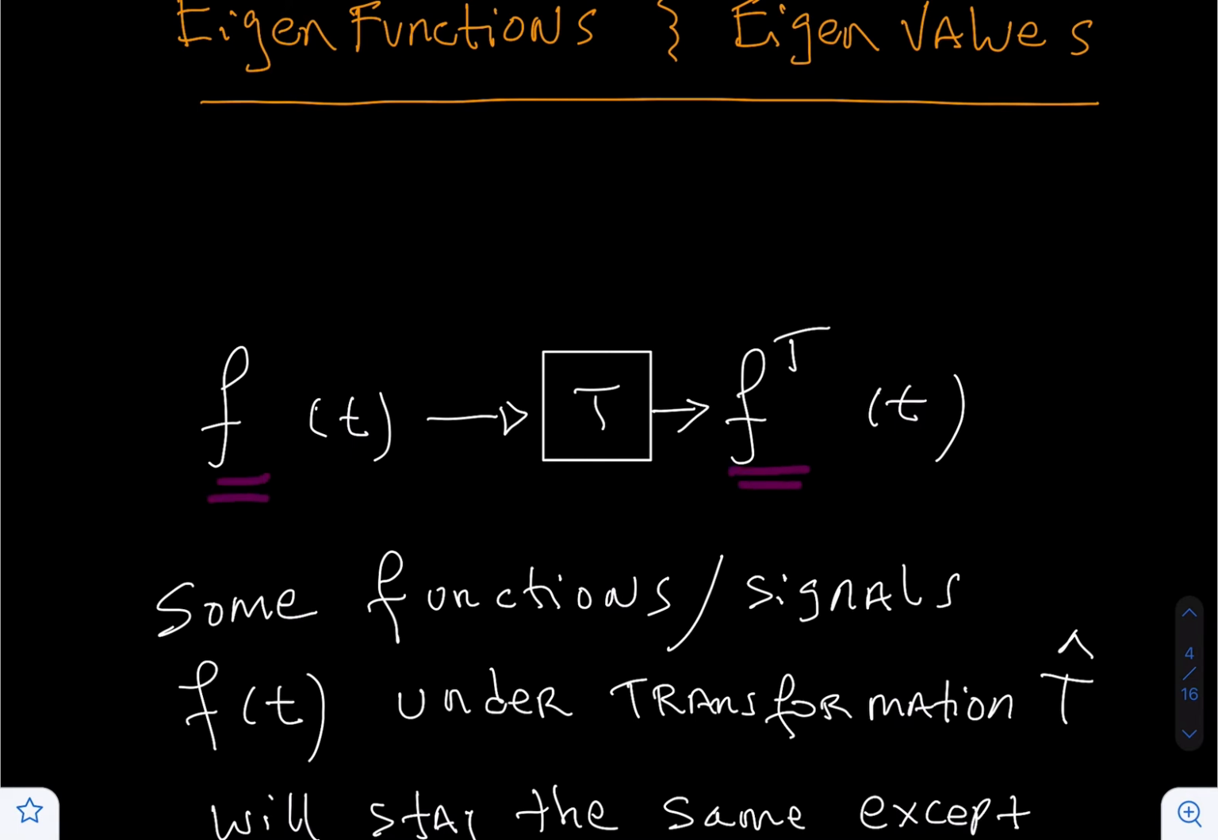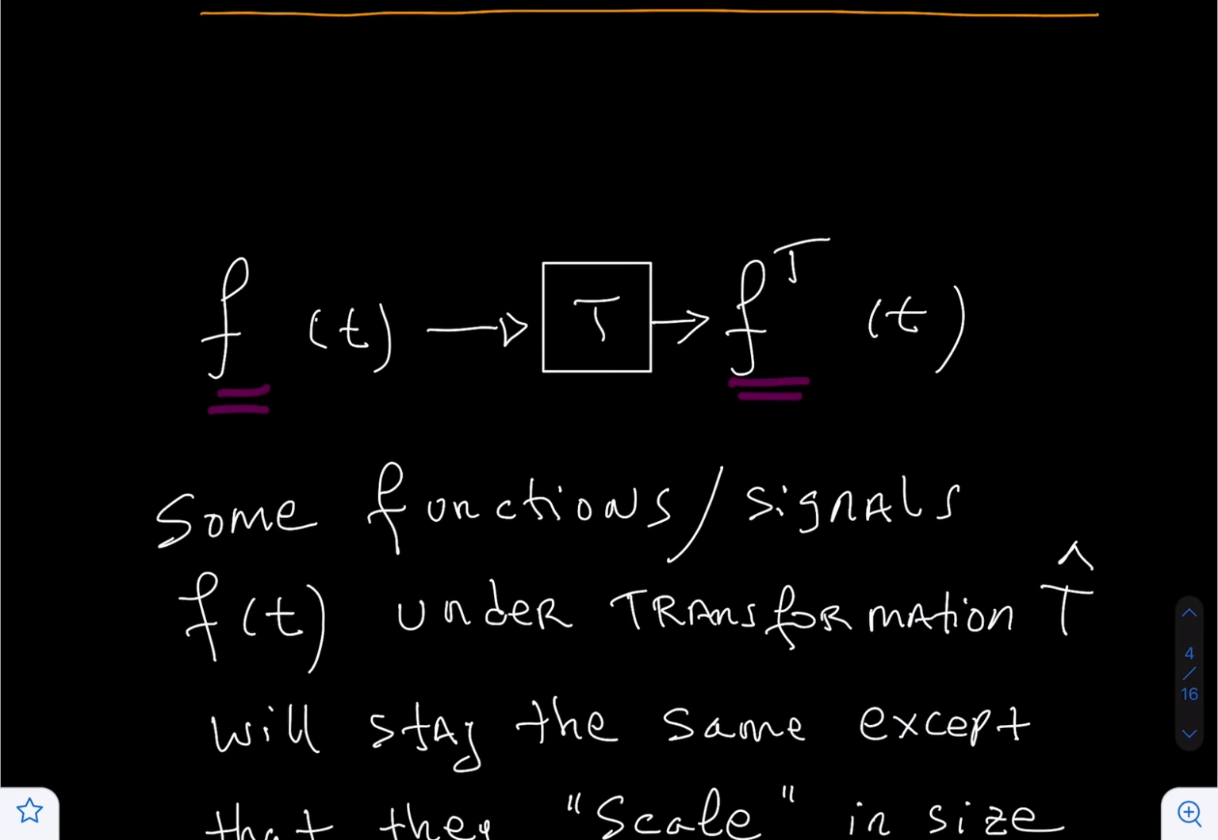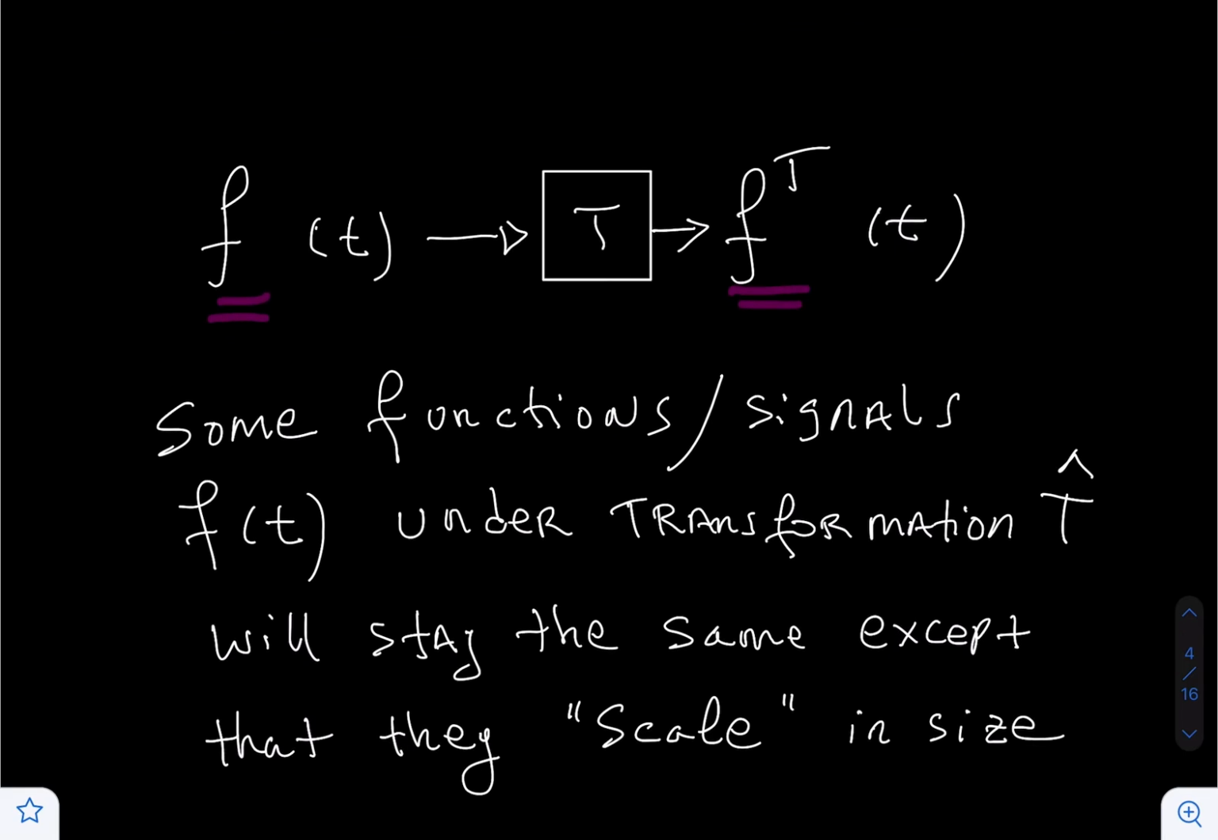So again, that was like the example I had with the triangular wave becoming something else. There are some special functions and/or signals where if you apply a transformation, you will get the same function, except it'll be magnified, scaled up or scaled down in size. And these functions are what's called eigenfunctions. And as you can see, they're probably the simplest ones you can think of.